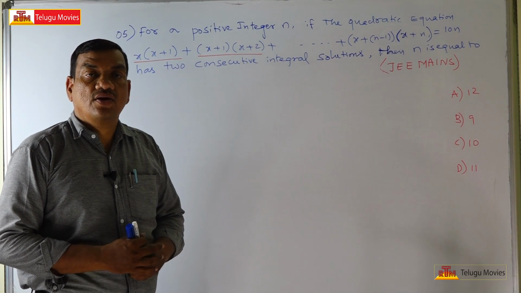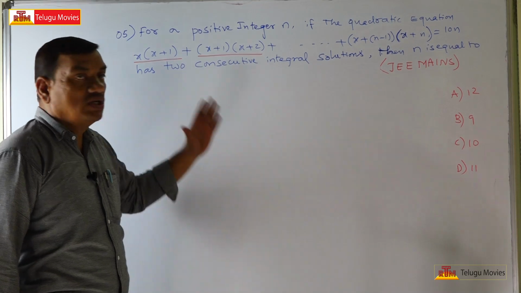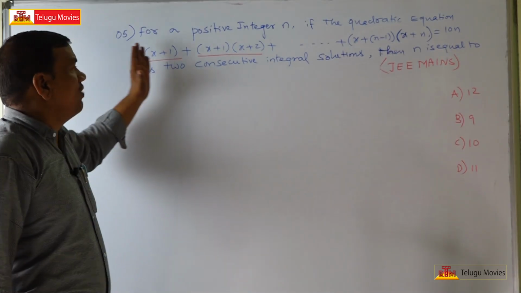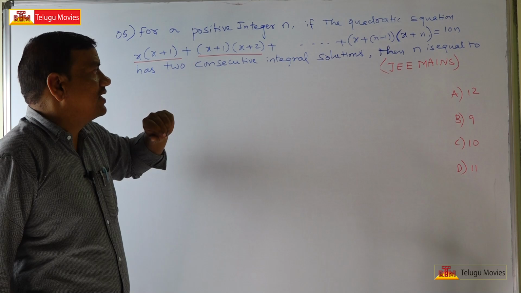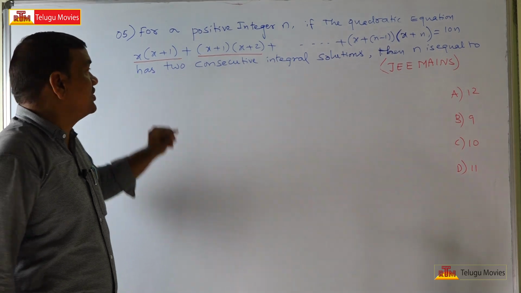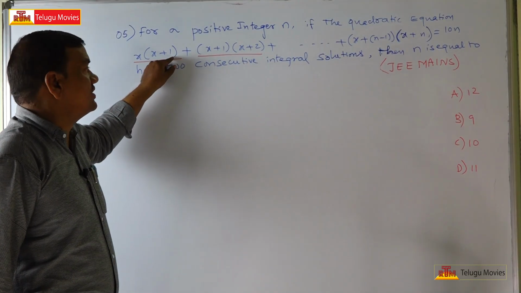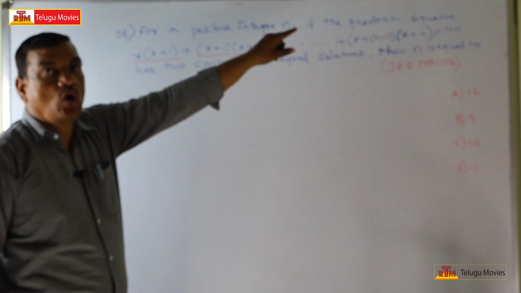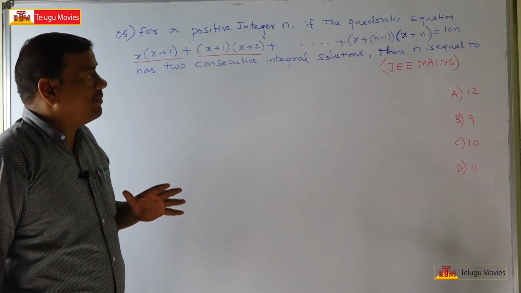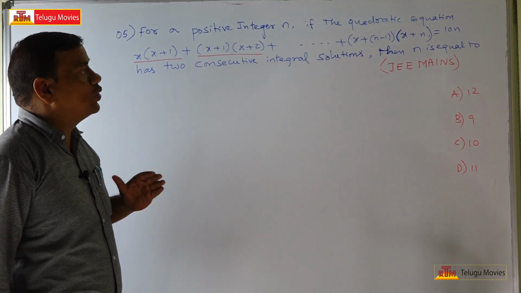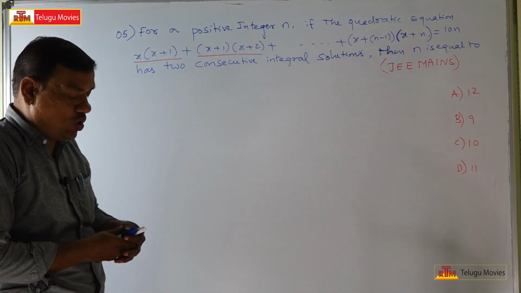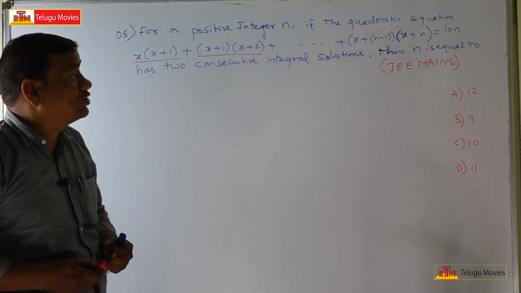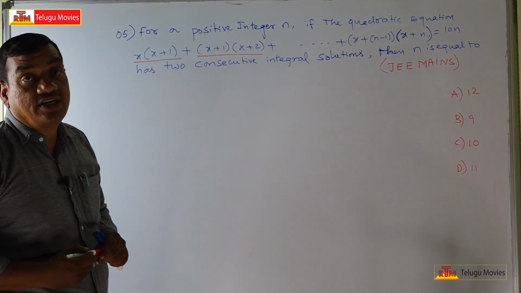Dear students, welcome to the fifth problem. The fifth problem is this. For a positive integer n, if the quadratic equation x times (x plus 1) plus (x plus 1) into (x plus 2) plus and so on, (x plus n minus 1) times (x plus n) is equal to 10n, has two consecutive integral solutions, then n is equal to.